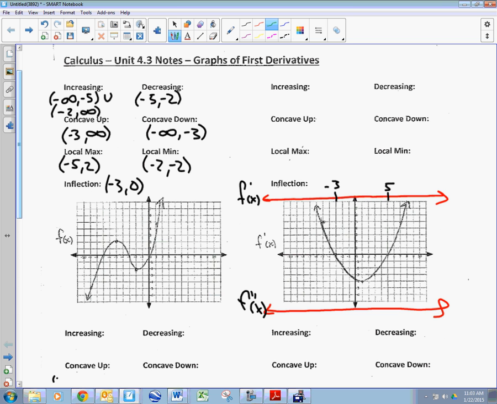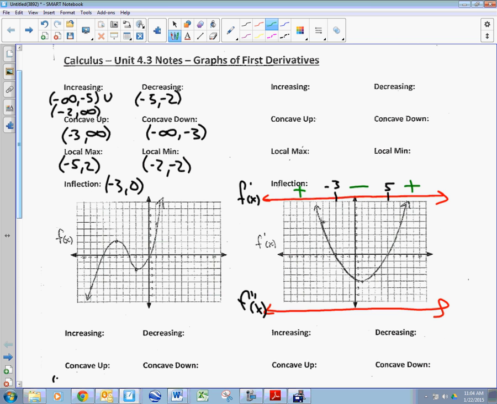Why is f prime positive? Because it's sitting above the x-axis. This graph is positive. It sits above the x-axis. Between -3 and 5, the graph sits below, so f prime is negative. And then after 5, the graph is above the x-axis, so it is positive.